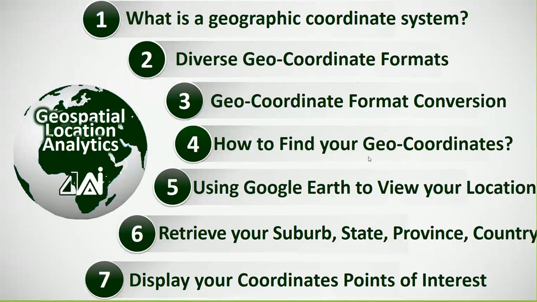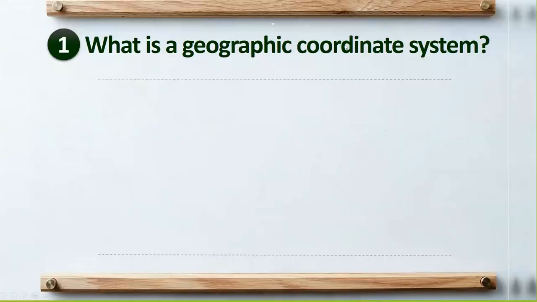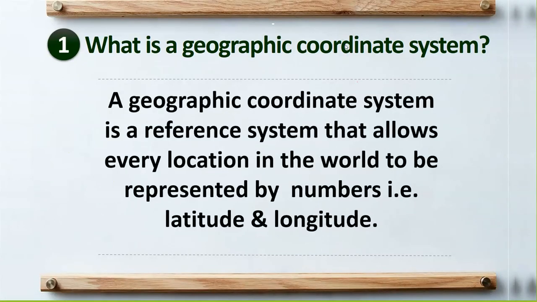All right. As we proceed, if you have any question, you can just let me know. So we are starting with the first one: what is a geographic coordinate system? It's a reference system that allows every location in the world, on this planet called Earth, to be represented by numbers. And those numbers, for many of you that have had the opportunity of working with GIS data, come in form of latitude and longitude.